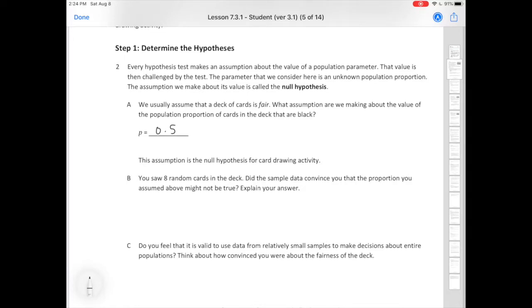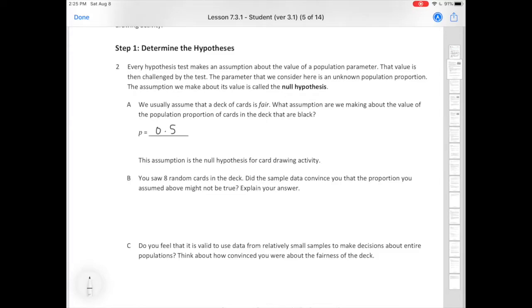So you saw 8 random cards in the deck. Did the sample data convince you that the proportion you assumed above might not be true? In other words, did those 8 cards provide evidence against this assumption that we made of P equaling 0.5? I would say yes, right? I'm at least definitely convinced by the sample of 8 cards that are all red. I'm convinced that there's no way that the cards are half black.